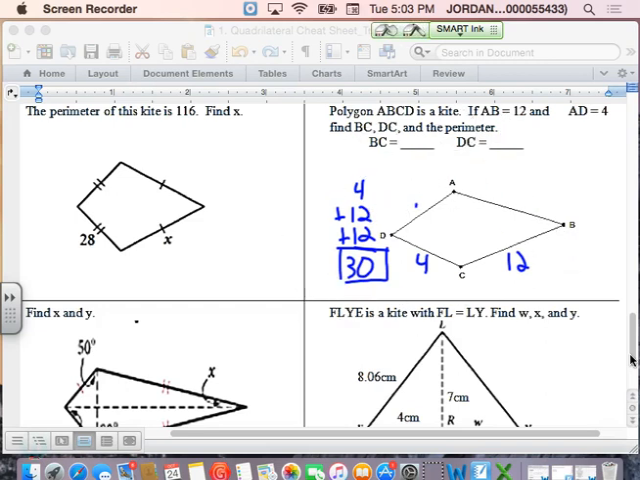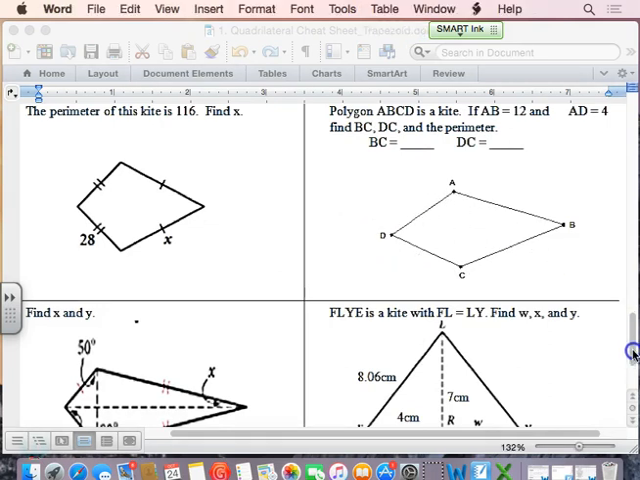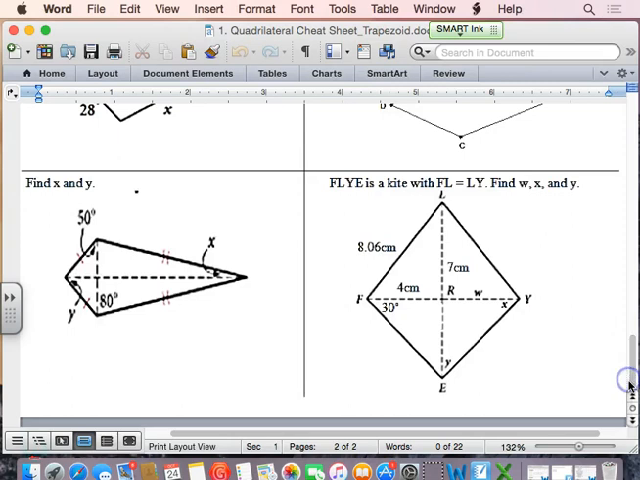On the last problem, a little bit tougher one. Okay, FLY is a kite with FL equal to LY. So FL, they tell me, is equal to LY. And I want to find W, X, and Y.